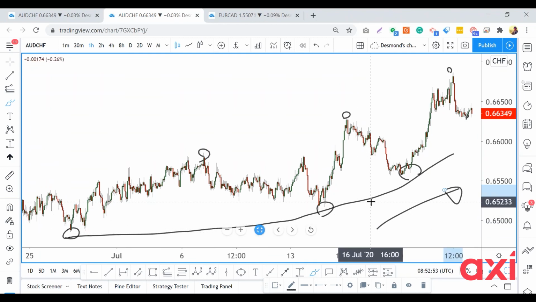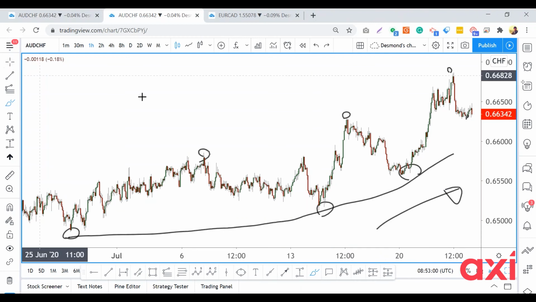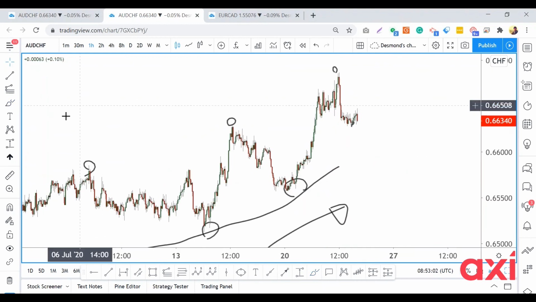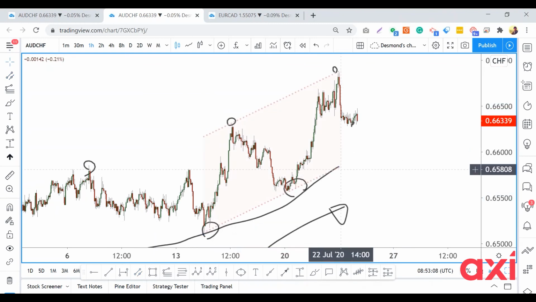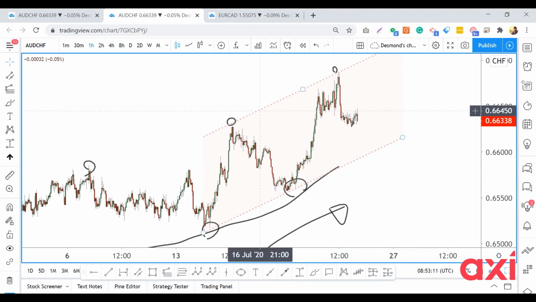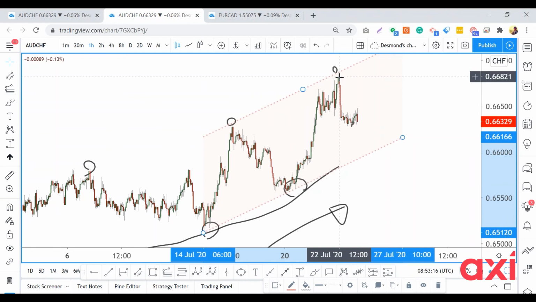There are two ways. One is to look for the next area where it might bounce from. In this case, I just did an analysis on Aussie Franc over here. Let's say this is the first time I'm doing it. Price touches here, here, here, here. 4 points. We are looking at a channel, and that means ideally we're expecting price to continue rising.